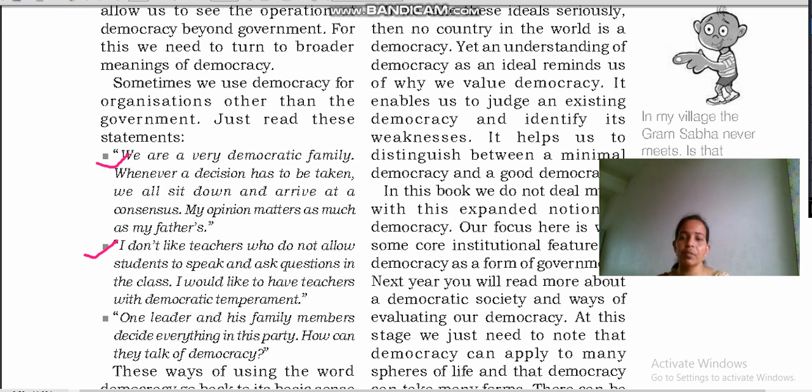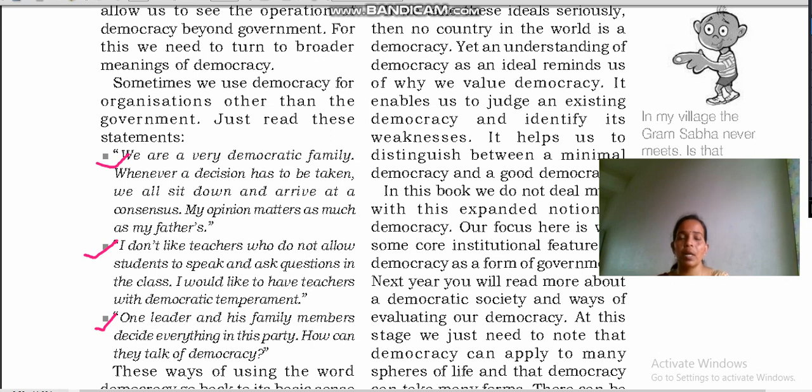One leader and his family members decide everything in this party. How can they talk about democracy? Sometimes it happens in a party that one leader and his family members are the only ones involved in the final decision-making process, or their decision is the final decision. How could they speak about democracy?